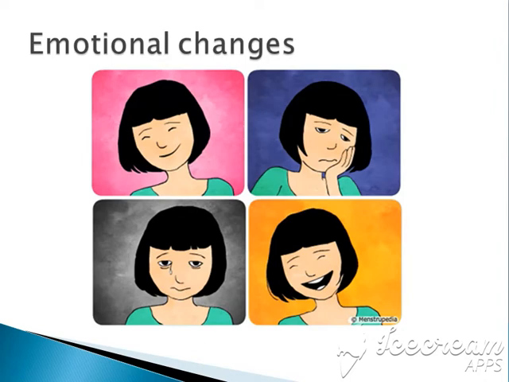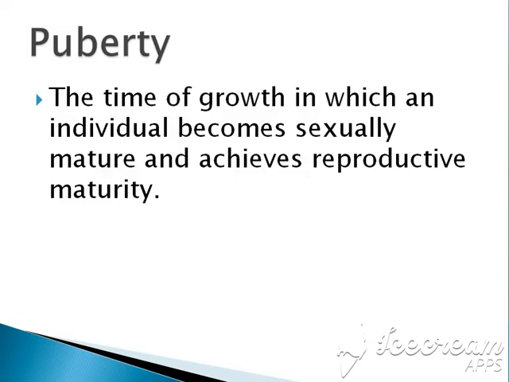Now let us recap today's class. Today we learned puberty, physical changes during adolescence, and the emotional changes. What is puberty? It is the time of growth in which an individual becomes sexually mature and achieves reproductive maturity. And all these changes take place due to the hormones.